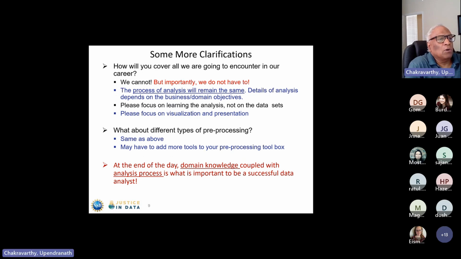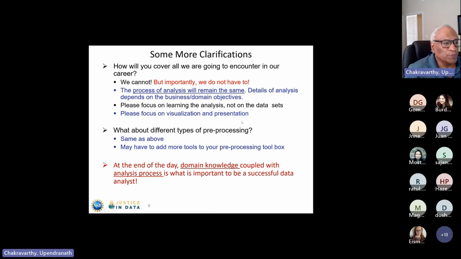So how will you cover all we are going to encounter in our career from this workshop or from this analysis method? The simple answer is we cannot. But the more important thing is we do not have to. As I said, the process remains the same. Details of analysis depend upon the business domain objectives. So please focus on learning the analysis process, not just on the data sets. At some point, you need to understand the data set. Please focus on presentation, visualization, and how you can correctly analyze and benefit from that.